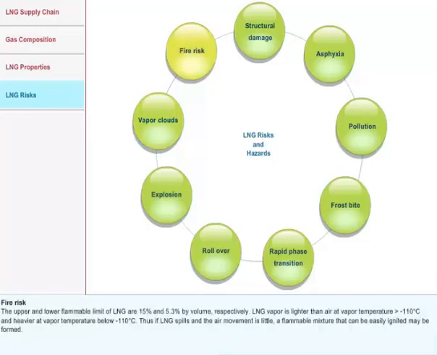The upper and lower flammable limit of LNG are 15% and 5.3% by volume respectively. LNG vapor is lighter than air at vapor temperature greater than minus 110 degrees centigrade and heavier at vapor temperature below minus 110 degrees centigrade. Thus, if LNG spills and the air movement is little, a flammable mixture that can be easily ignited may be formed.